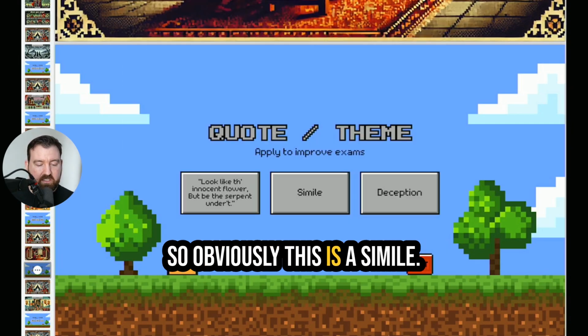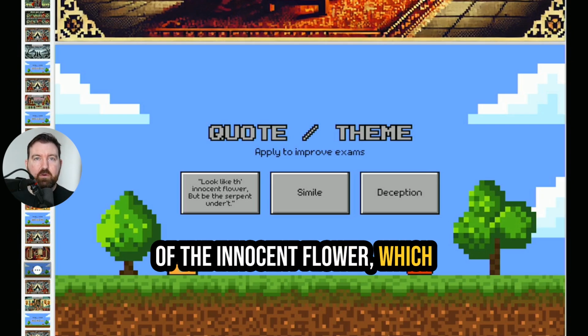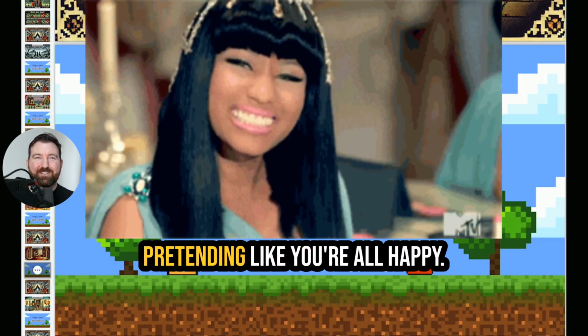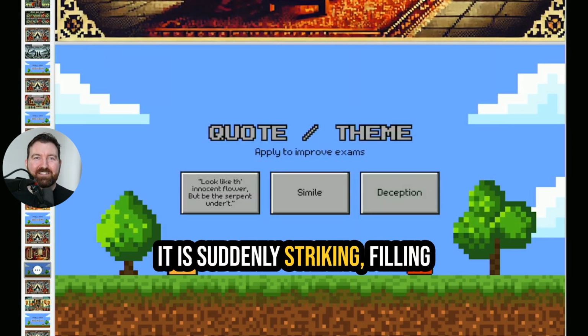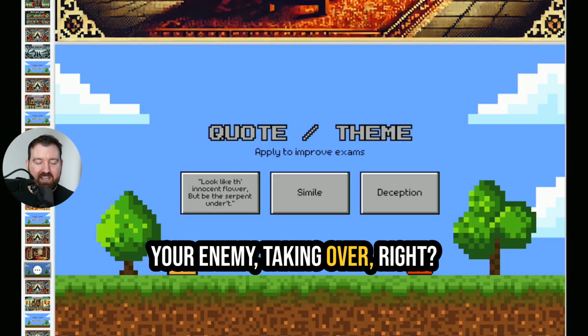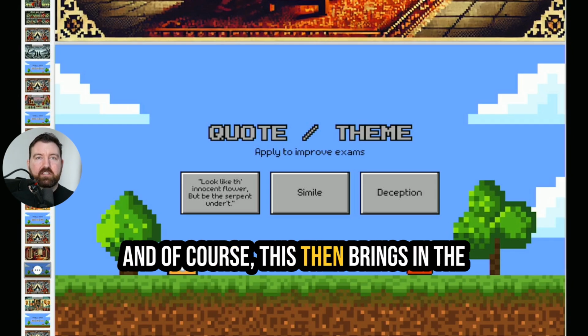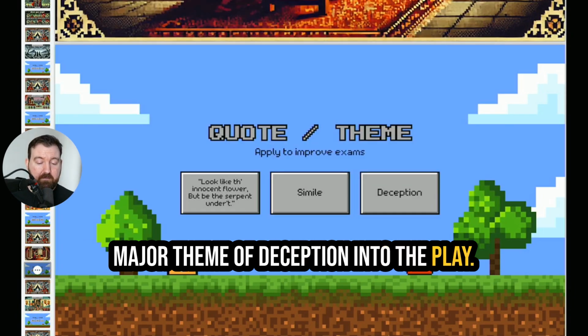So obviously this is a simile. There's also the juxtaposition of the innocent flower, which is like the fake smiles and pretending like you're all happy, and then the serpent under it is suddenly striking, filling your enemy with poison, killing your enemy, taking over, right? And of course this then brings in the major theme of deception into the play.